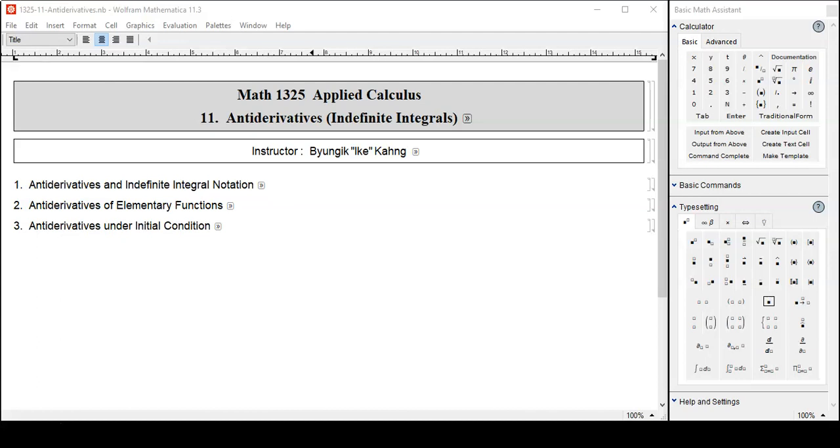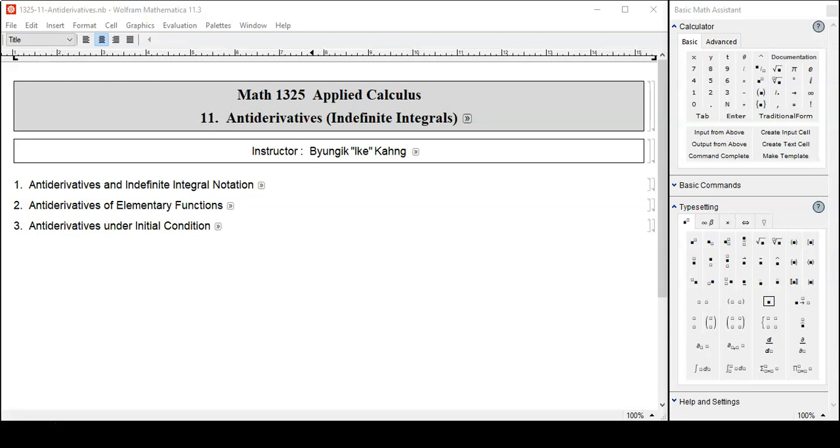Hello Math 1325 students. Let's begin Lesson 11, Antiderivatives, or some other people may call indefinite integrals. They mean the same thing. So far we had been studying differential calculus, that is, calculus associated to derivatives. Remember, we had been studying derivatives, how to calculate the derivatives, properties of derivatives, applications of derivatives, and so forth. Now let's go backward.